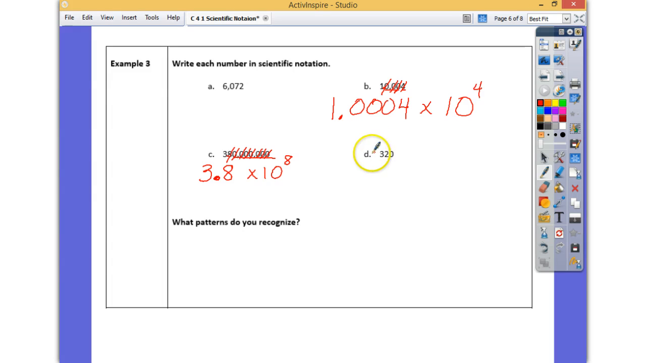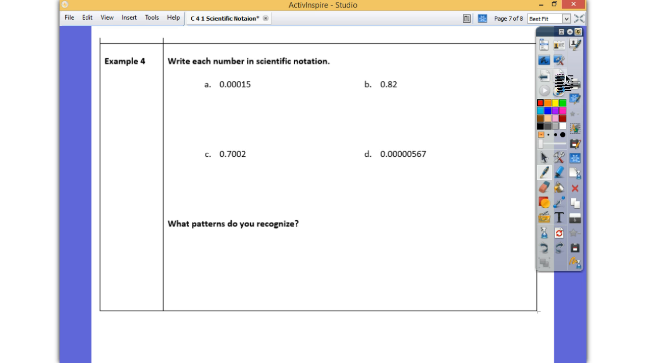How about D? Where do I put my decimal here? Between 3 and 2. Yep, right here. So I make 3.2. Do I need that zero? No, because it's at the end. There's not another number behind it. Times 10 to the what power? 2nd power, because I moved it twice. 1, 2. Bless you. Bless you. Okay. And the last part.